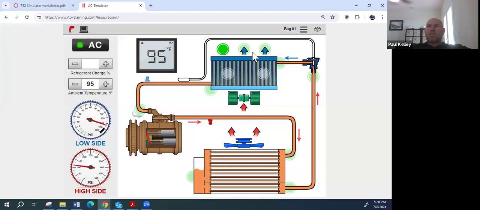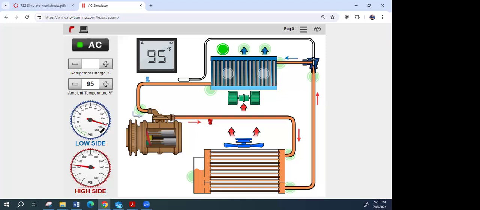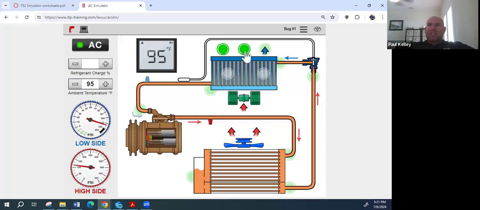Somebody who hasn't answered yet. Somebody new. How's this AC working? Are those the vents? Yes, exactly. So good point. This is where we measure the vents right here. Correct.